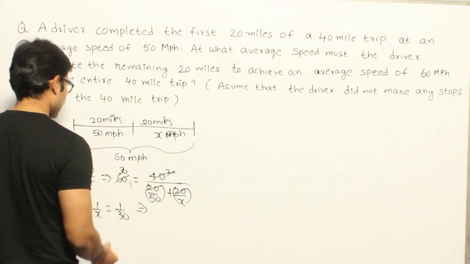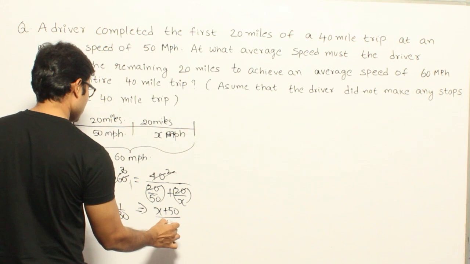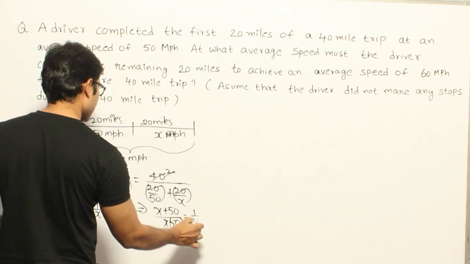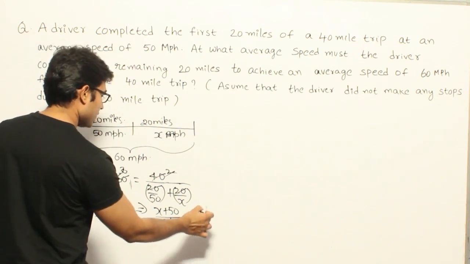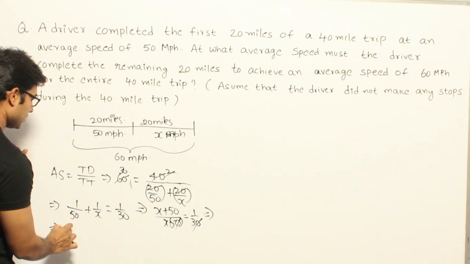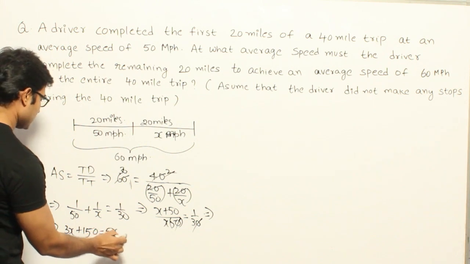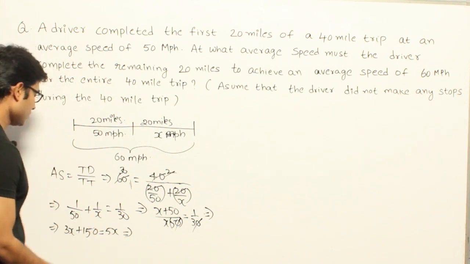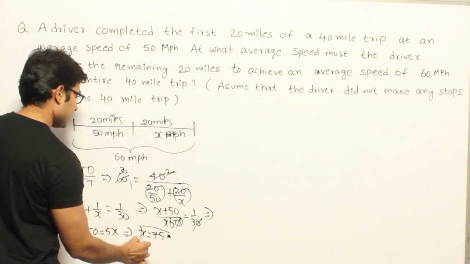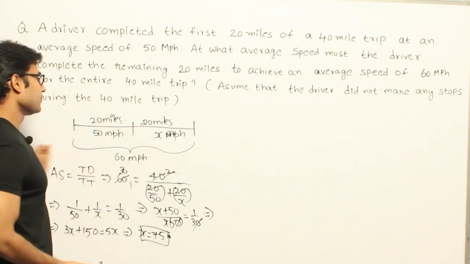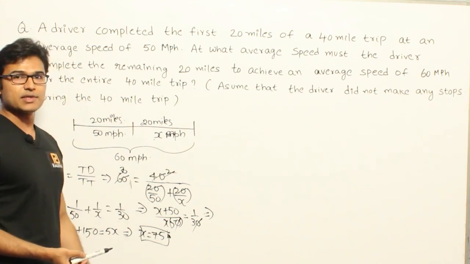Now let's write it. (x plus 50) divided by (x times 50) is equal to 1 by 30. So these two are going to get cancelled. Now 5x, so that implies 3x plus 150 equals 5x, right? So 2x is going to be 150, so x is going to be 75. X is the speed for the second journey, which means 75 miles per hour is the answer.